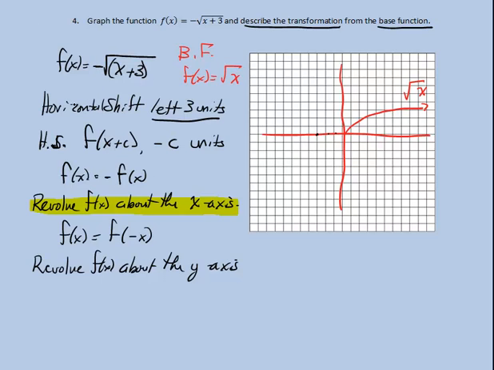This negative is negating the entire function. So if we revolve around the x-axis, we're going to be revolving around this axis right here. So that means that we are going to go opening now down, and we're going to go over like such. So this will be the negative square root of x plus 3. And how can we test this, ladies and gentlemen?